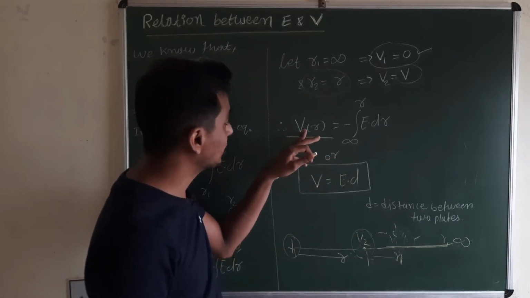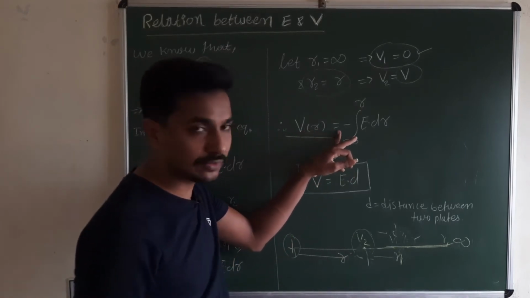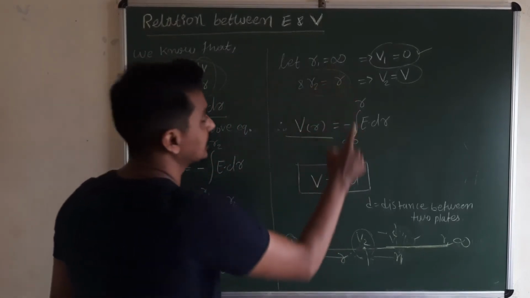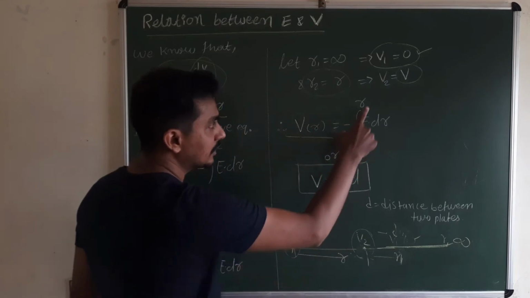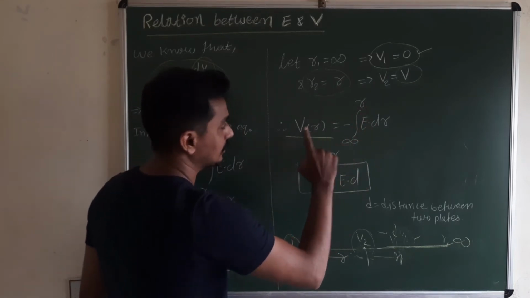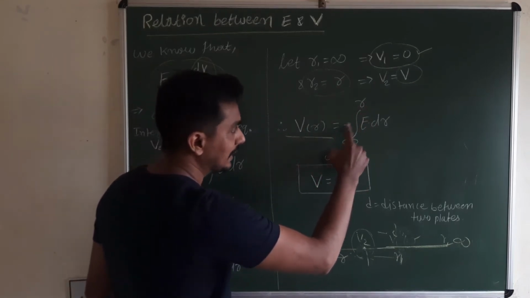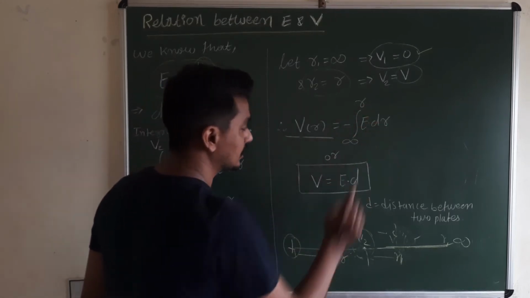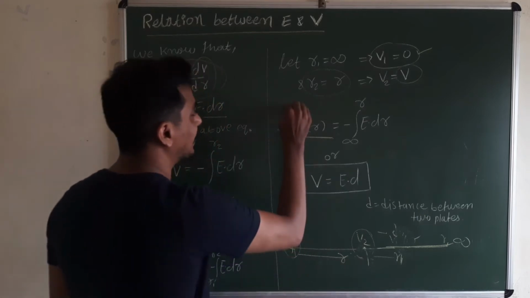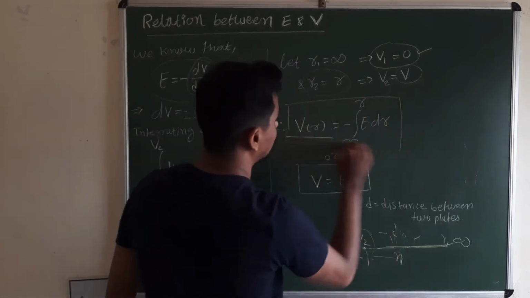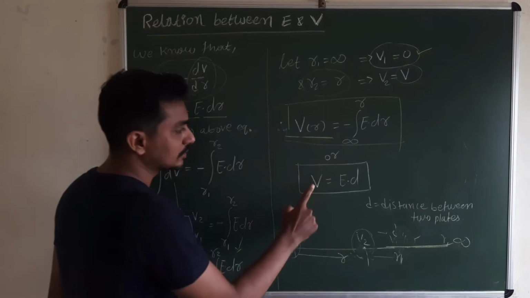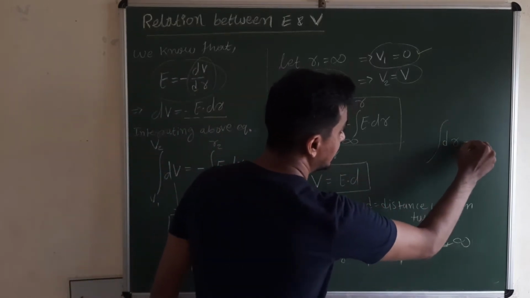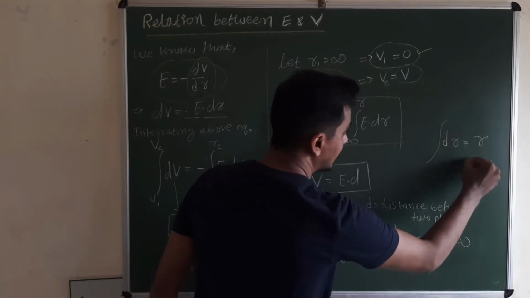So we can say the potential at a distance r is, instead of r1 we have assumed infinity, so V of r is equal to minus the integration from infinity to r of E dot dr. So this is our final equation.